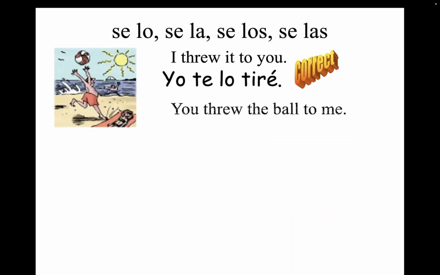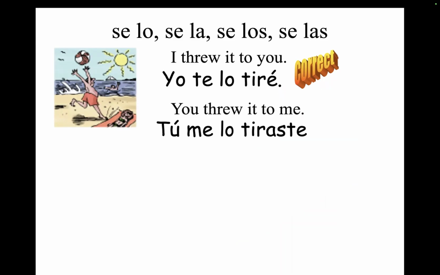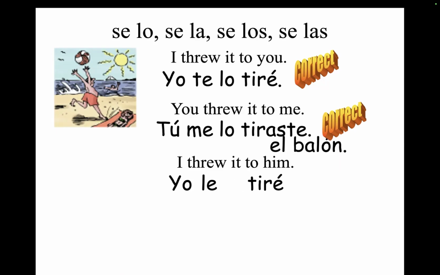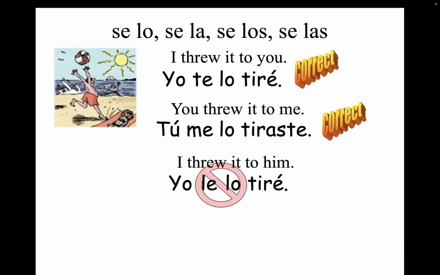Correct. Now, you threw the ball to me. "Tú me tiraste el balón." "Tú me lo tiraste." You threw it to me. That's correct. Now, what happens when we have él, ella, usted as the indirect objects? I threw the ball to him, "a él." "Yo le tiré el balón." So the resulting statement will be "yo le lo tiré," right? Logically, we have our indirect object pronoun first, for él that would be "le," followed by "el balón" replaced by "lo": "yo le lo tiré."